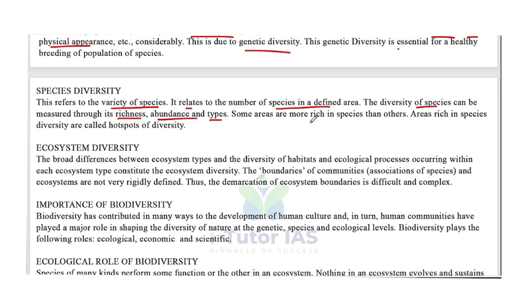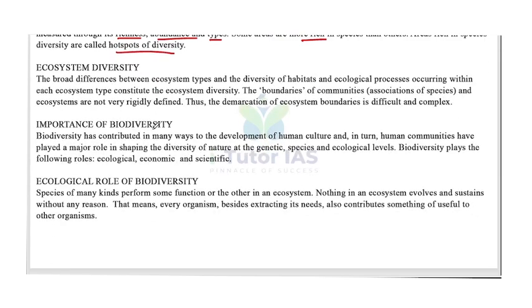Some areas are more rich in species than others. So areas rich in species diversity are called hotspots of diversity. Okay, so in some areas there is more richness in species diversity, and these areas are known as hotspots of diversity. Now third one, ecosystem diversity.